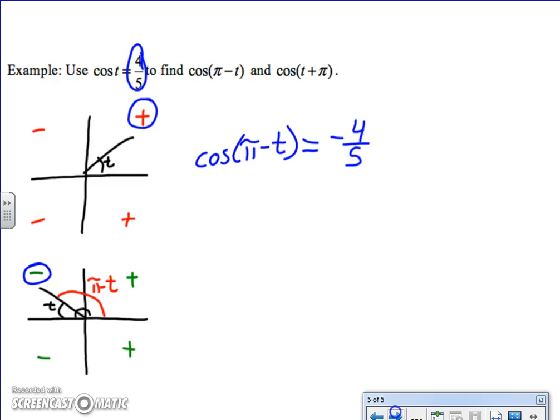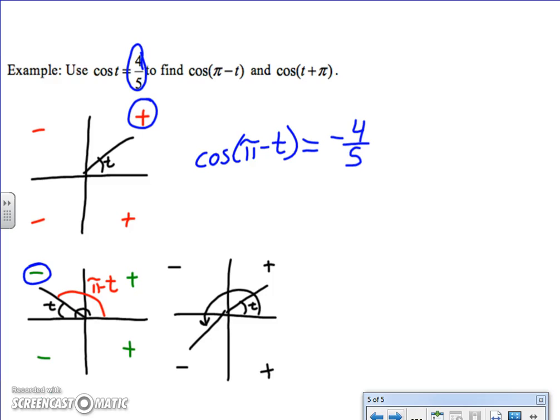Alright? We want to kind of do the same thing here for t plus pi. So we'll get another picture. I'm still dealing with cosine, so positive and negatives won't change. Alright, this time I have t plus pi. So here's my angle t. Now I need to go pi more. Alright, I know pi is half a circle, so I know that's going to put me somewhere over here. So this whole thing would be t plus pi, or think about it as being t plus 180 degrees.